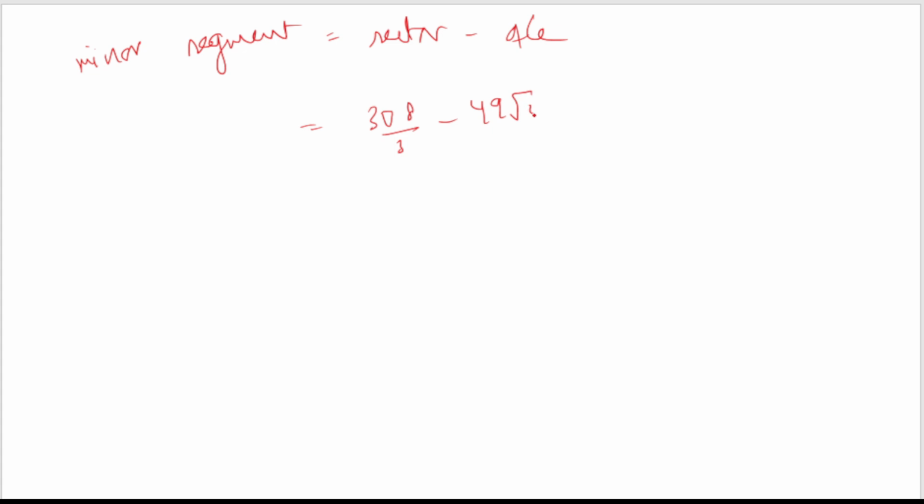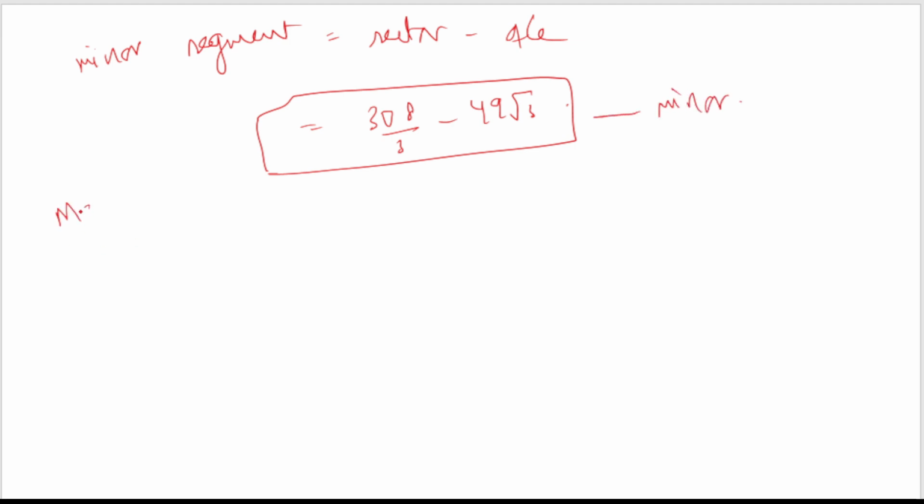And how do we find the area of the minor segment? Area of the minor segment is equal to area of the sector minus area of the triangle. Okay. What is the area of the sector? It is 308 divided by 3 minus 49 root 3. Okay. This is the area of the minor segment. Right.